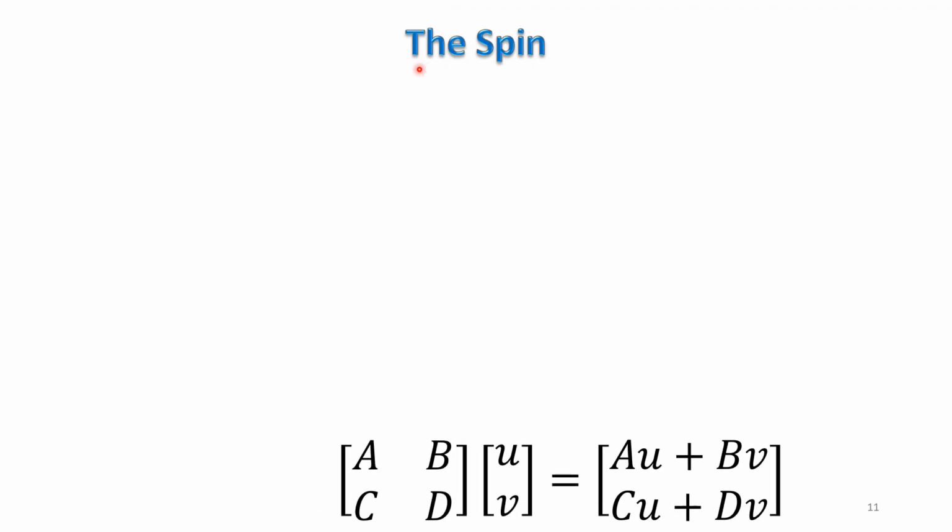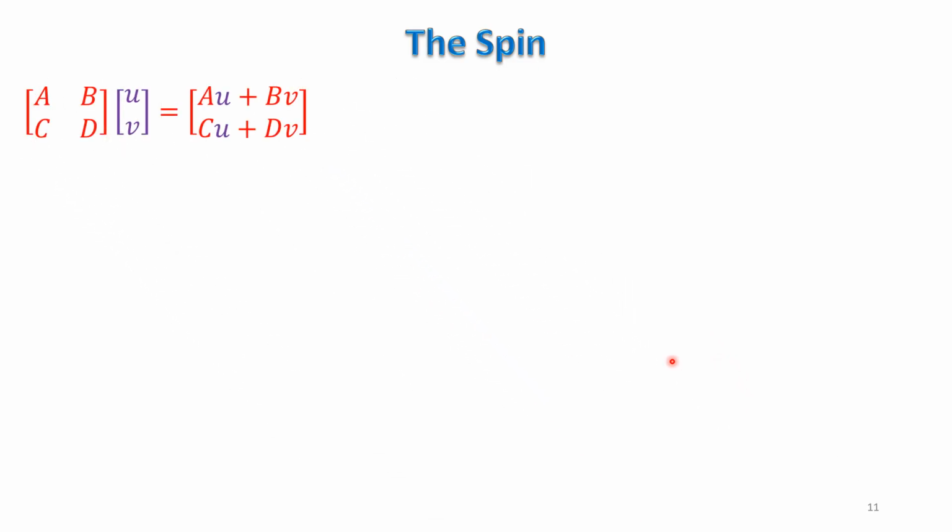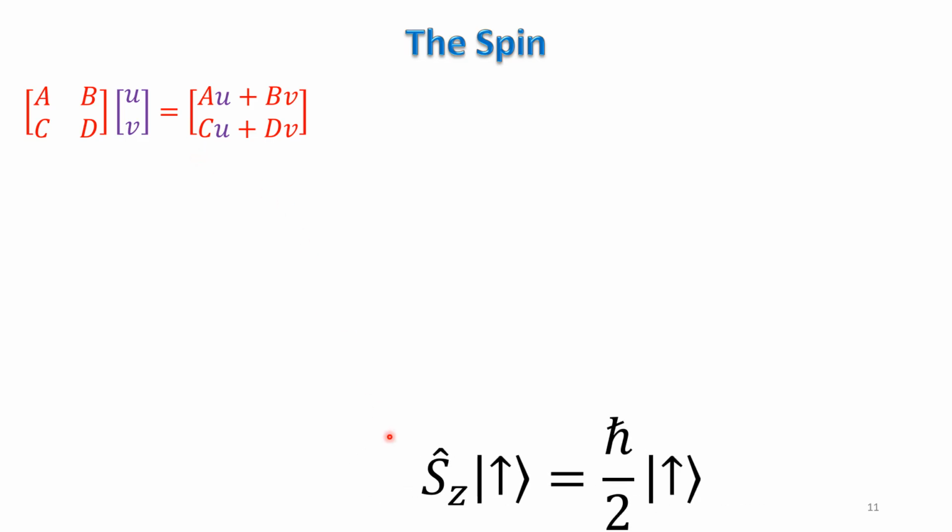Here we shall define the product of a 2 by 2 matrix having components A, B, C, D with a column matrix U, V. So the product will be A into U plus B into V as the first element, and C into U plus D into V as the second element.